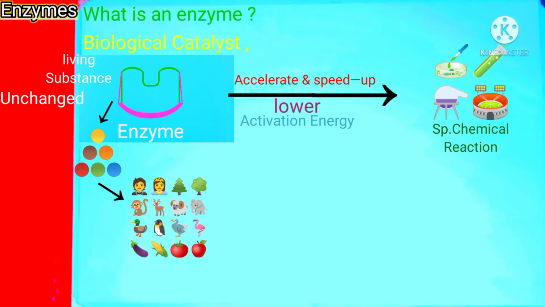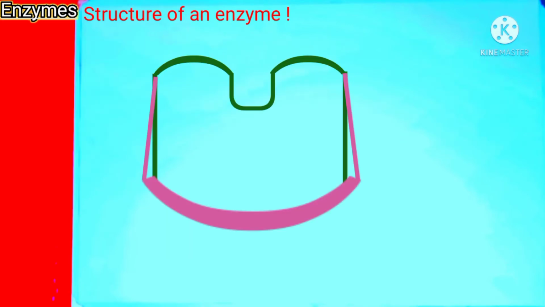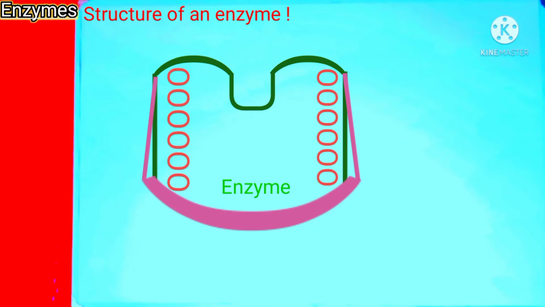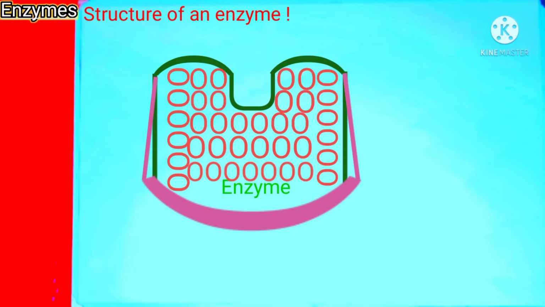Next, we will see the structure of an enzyme. For understanding the structure of an enzyme, students, we will say that an enzyme is made up of proteins. Suppose this is a simple diagram that is representing an enzyme. So this is our enzyme. Inside this enzyme, you will view the amino acids, a large number of amino acids which combine with each other to synthesize the structure of an enzyme.